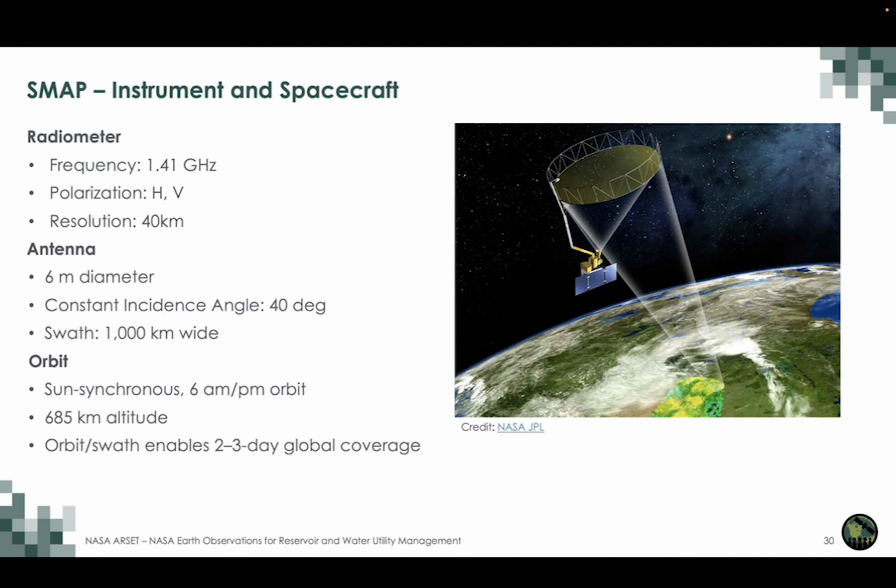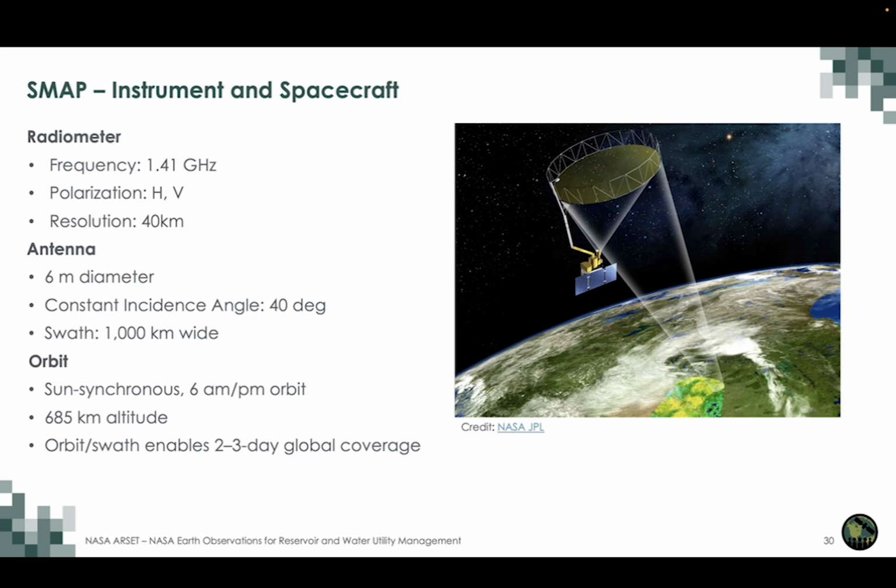The system uses a 1.41 gigahertz radiometer with a 40 kilometer spatial resolution. This frequency is highly sensitive to soil moisture while minimizing interference from vegetation or weather. The spacecraft features a massive 6-meter rotating antenna that maintains a 40-degree incidence angle, sweeping a 1,000 kilometer swath across the Earth. SMAP flies in a sun-synchronous orbit at an altitude of 685 kilometers, capturing data during passes at 6 a.m. and 6 p.m. local time.